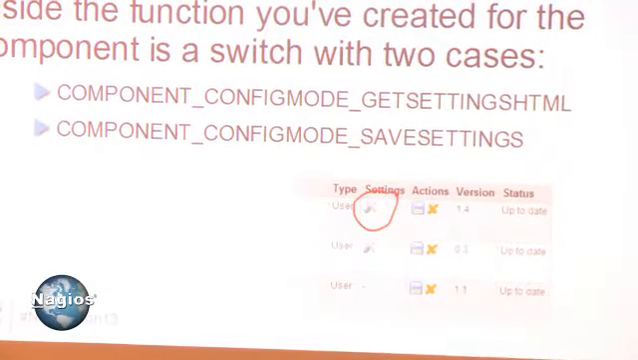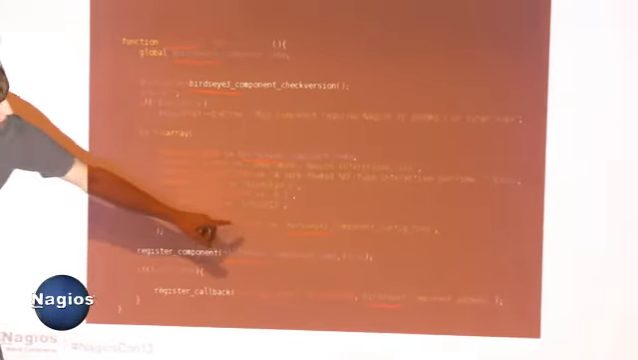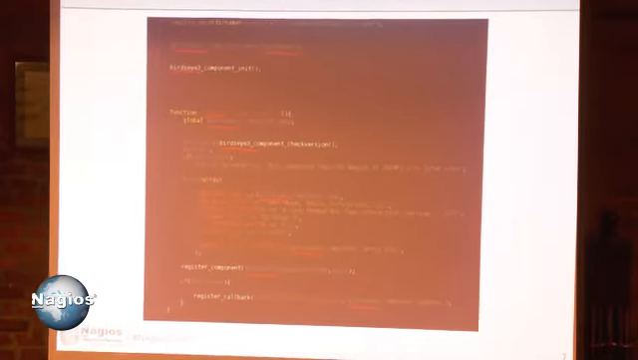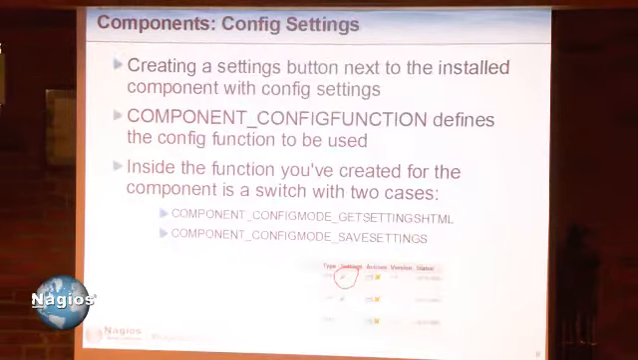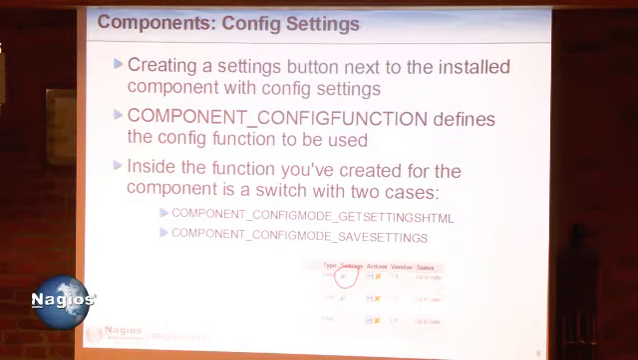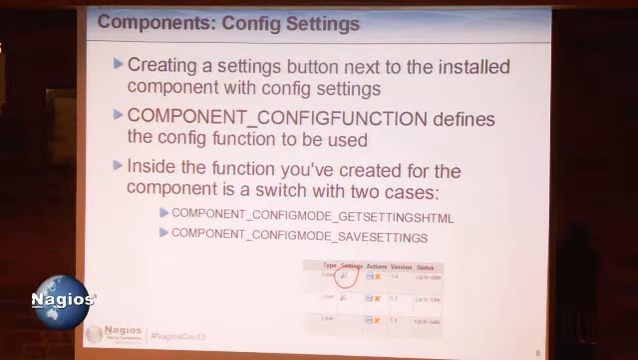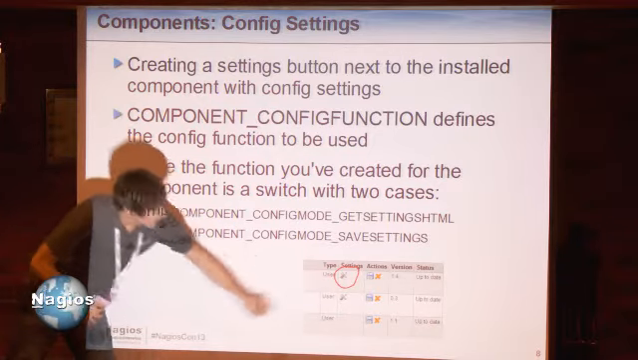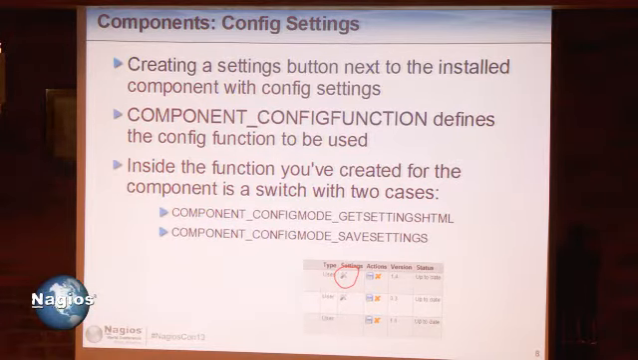So the config settings, if you didn't catch this, is right here, the component configuration. It's birdseye3_component_config_function, and that's actually a function that we're going to write. And this is going to create that settings button next to your component in the component menu in the admin panel. So this settings button is going to be there if you have the component configuration function specified in that init function.